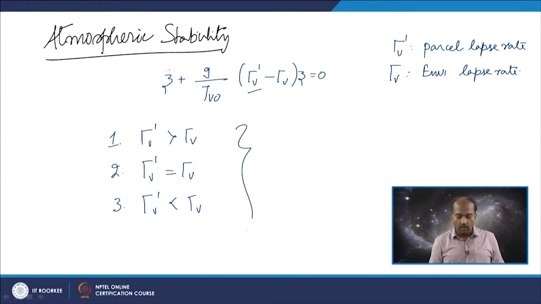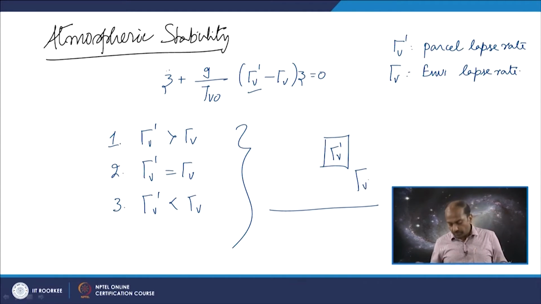Physically speaking, what do these three conditions mean? They mean that if you have an air parcel, with respect to the surface, the air parcel's temperature is varying at a rate gamma v prime with respect to height, and the environment is varying at a rate gamma v. You may ask, why is the parcel lapse rate different from the environment? It is because the parcel is an adiabatic entity. That means it does not allow energy or mass transfer between the environment and the parcel through its walls. It is a small control volume which is not fixed in space, but is allowed to move.